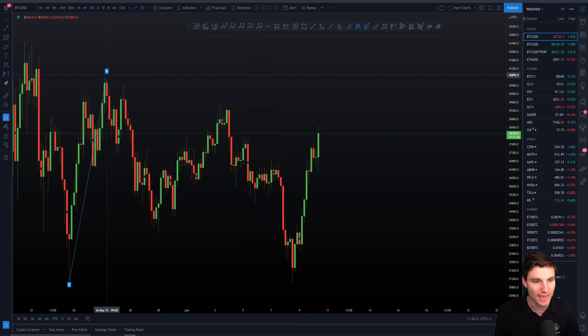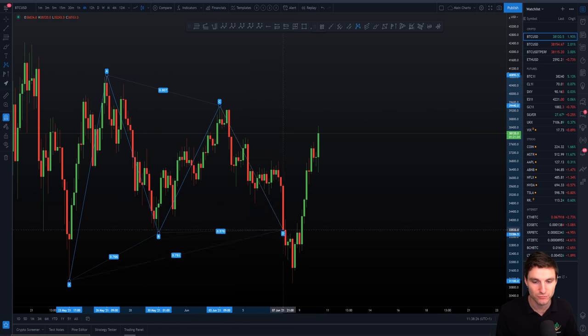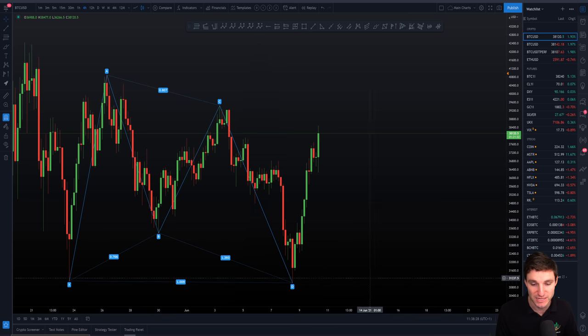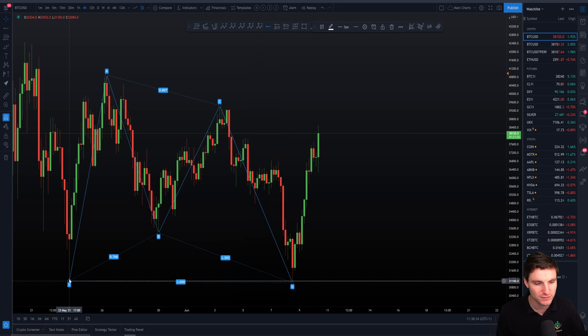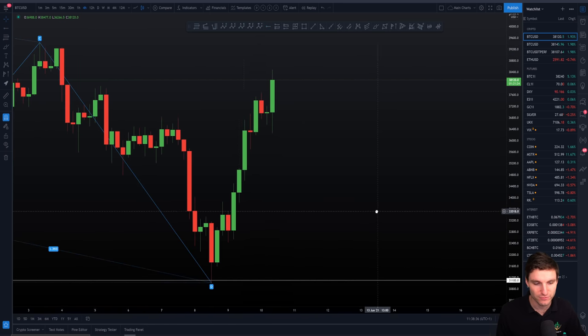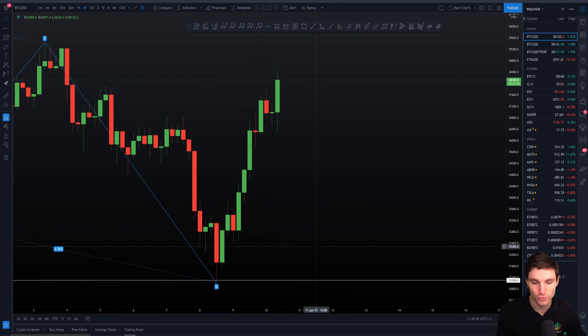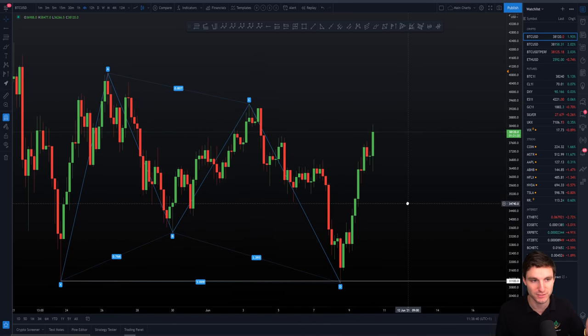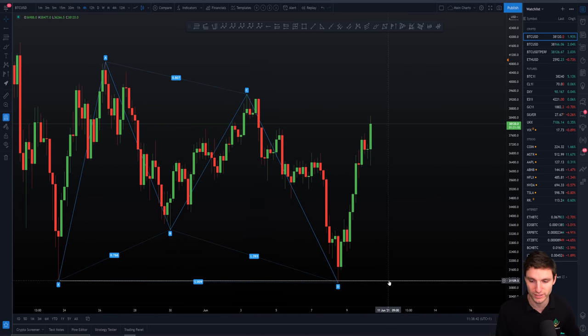This starts with X, comes down to A, comes down for B, comes up for C, and ends down here at D. And this is really ending with a swing failure pattern. If you mark out the low of X, you can see you very, very slightly take the low of X there, for a swing failure pattern of the greater harmonic.